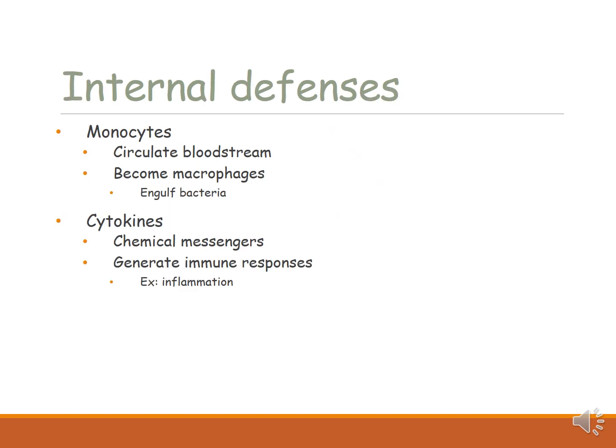We have a variety of internal defenses. We have monocytes that circulate in the bloodstream. When they become activated, they're called macrophages. Macrophages means big eater. They are able to engulf bacteria. There are also chemical messengers called cytokines, and these can generate an immune response, for example, inflammation.